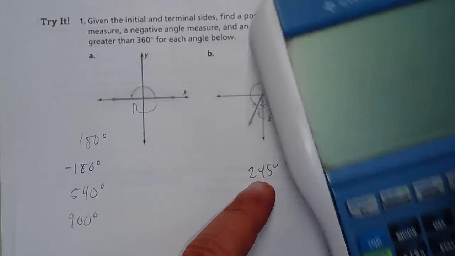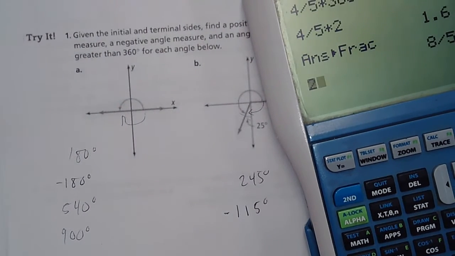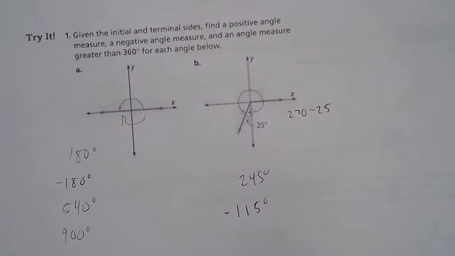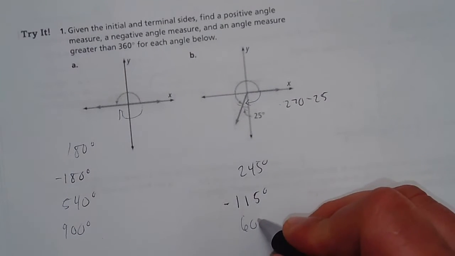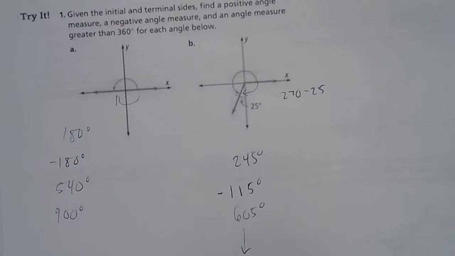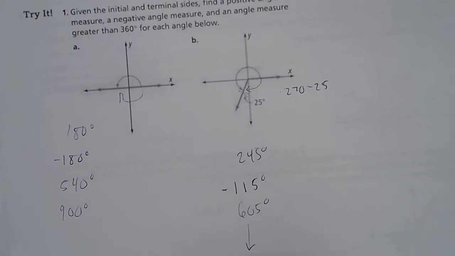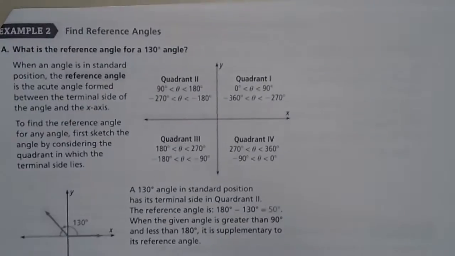Or you could take 245, you could add 360 to it as many times as you want. You can come up with more and more of that angle. So 605 works as well. And like I said, you can keep going if you wanted to. So there's the positive, the negative, and other greater than 360 values. You can keep going. All right, so just realizing those are all equivalent, all basically the same thing.